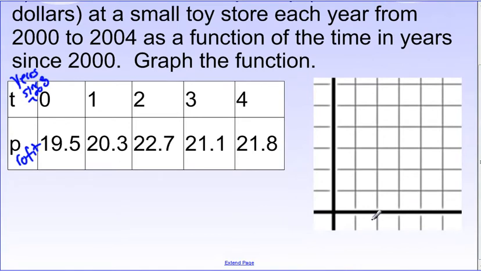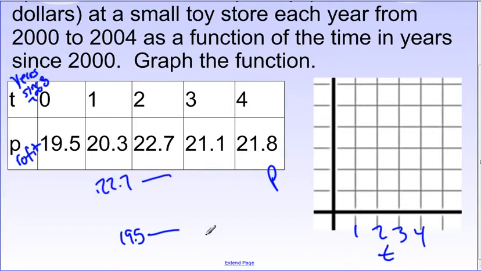All right, so time is almost always independent. So you got your T, you got your P. Scale, well, based off the space they give us, 1, 2, 3, 4 is going to work best. Now, the scale on the other side, we've got to think about a little bit. What's the biggest and what's the smallest? So what do I have to go between? The smallest one I see is 19.5. The biggest one I'm seeing is 22.7.